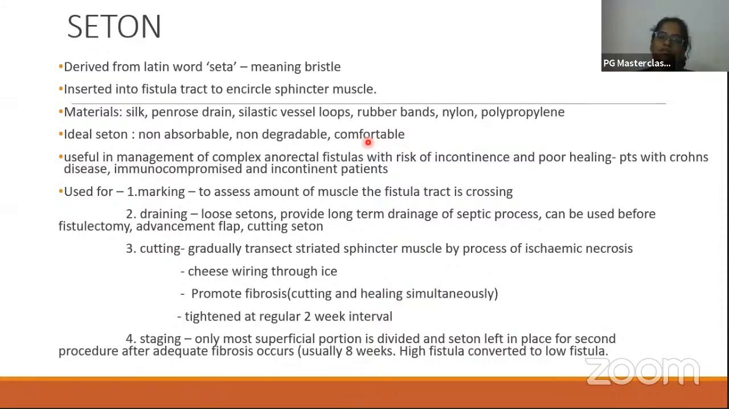Setons are useful. Forget it. What did I say? Was it a right or wrong word which I have used? I intentionally used it. You say non-absorbable, non-degradable, comfortable, and minimum reaction. Is it a right word or wrong?